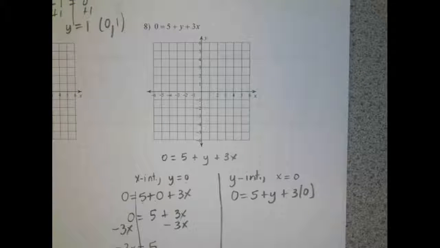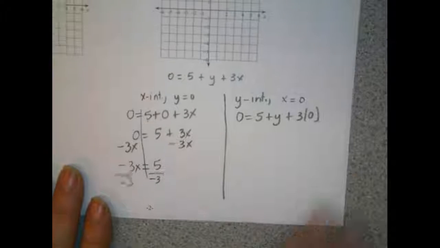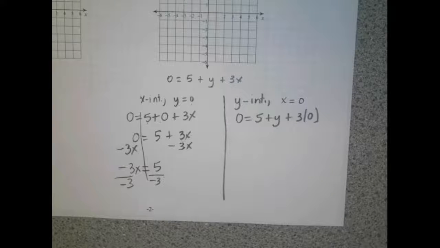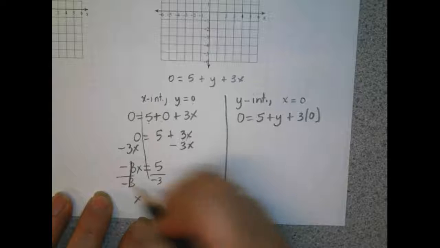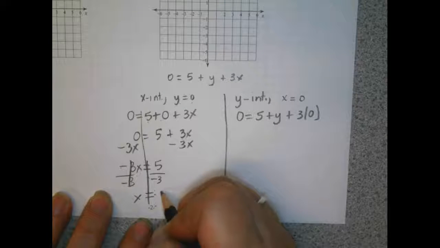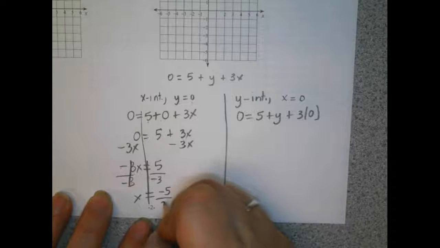Right? Now, how do I undo this again? Division. I'm going to divide both sides by negative 3. Make sure you include that negative 3. So now I have, because this becomes 1, x is equal to, I'm going to move this negative sign to the top, minus 5 over 3.